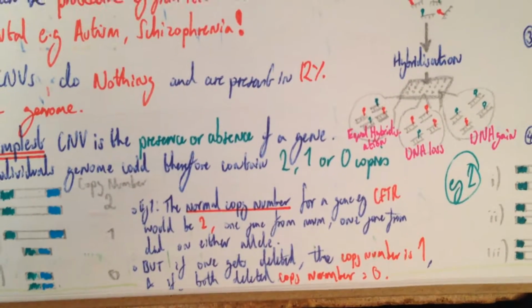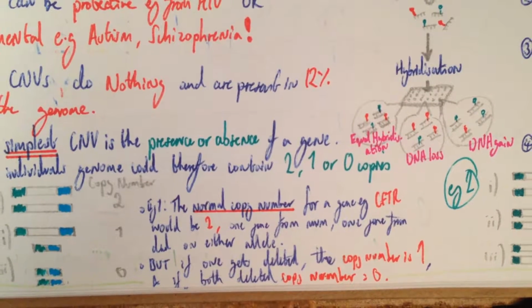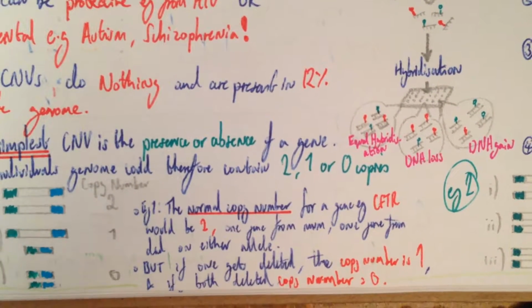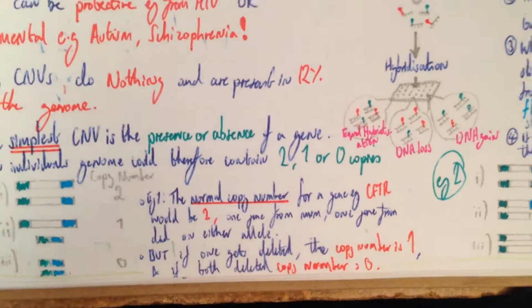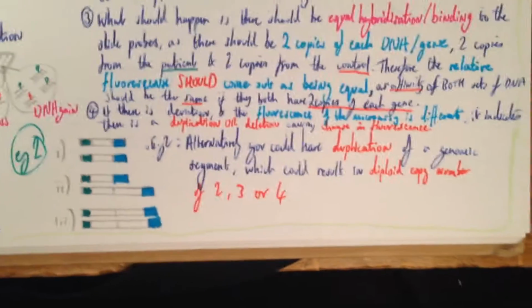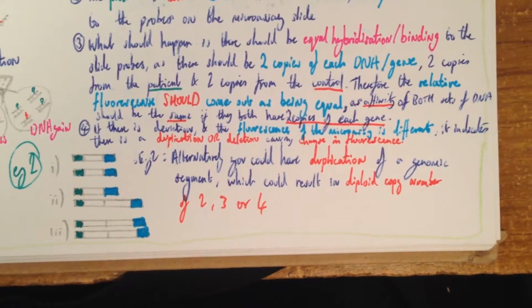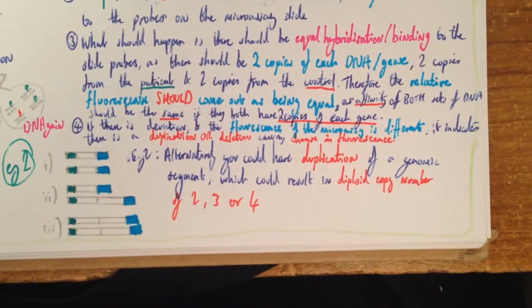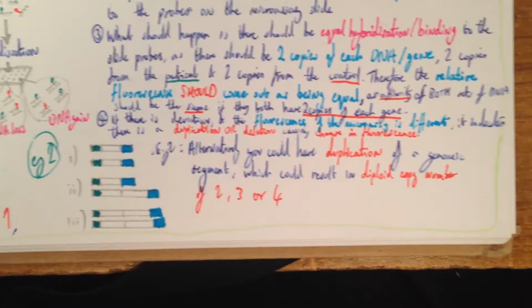But if one gets deleted, the copy number will become 1, and if both get deleted, the copy number will become 0, and that can cause potential autism and schizophrenia. We'll go on to the second example, an alternative, where you could have duplication of genomic segments, which could result in a diploid copy number of 2, 3, or 4.